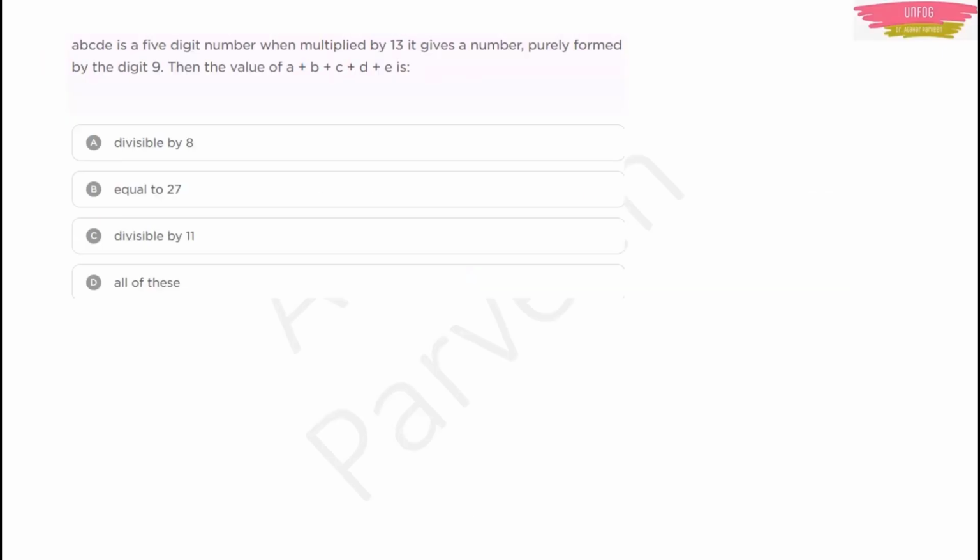Now let us see what type of question can be asked in Karnataka TET this time. ABCDE is a 5-digit number. When multiplied by 13, it gives a number purely formed by the digit 9. Then the value of A plus B plus C plus D plus E is, they have given you 4 options. When the 5-digit number is multiplied by 13, it will give you a number that only has the digit 9. Now you have to find the value of the digits A plus B plus C plus D plus E.